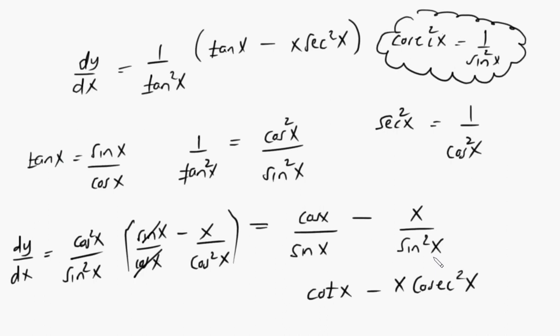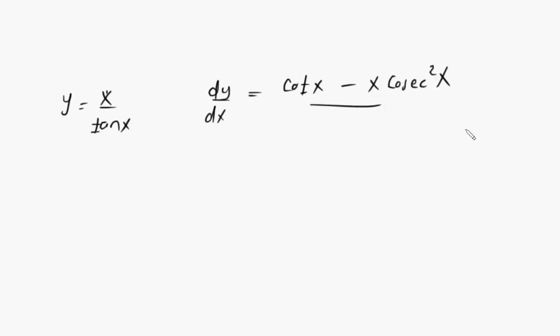Okay, so can I simplify? Kwa hiyo ndio dy dx sasa. Can I simplify further? No. So jibu langu ndo hilo. Kwa hiyo sasa nilikuwa na y is equal to x over tan x. Jibu nimepata nini? dy dx is equal to cot x minus x cosec squared x. This is my answer. Okay, good.